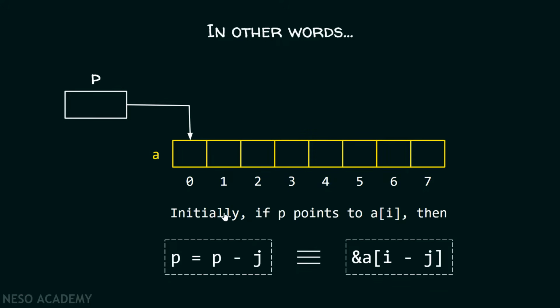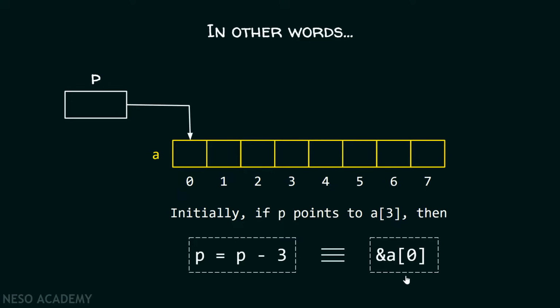Now, in general, if p points to a[i], then p = p - j is equivalent to the address of a[i - j]. In our case, i is 3 and j is also 3. That means initially p points to a[3], the fourth element of the array a, right? If we perform p = p - 3, then it is equivalent to the address of a[3 - 3]. 3 minus 3 is equal to 0. Therefore, the pointer will contain the address of the first element of array a.